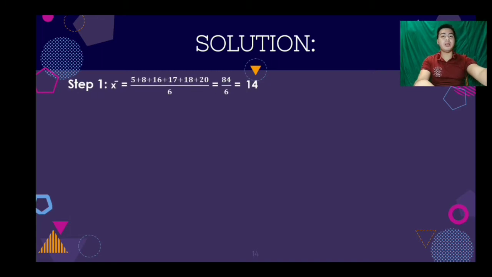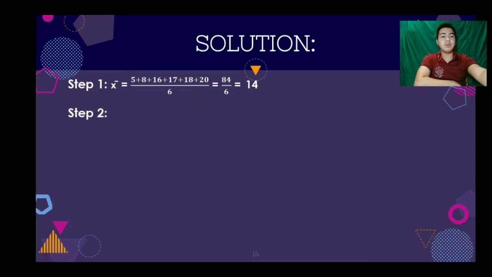Step number 1, we will add those data. Mean equals 5 plus 8 plus 16 plus 17 plus 18 plus 20 equals 84. So we have n of 6. So 84 divided by 6 equals 14.